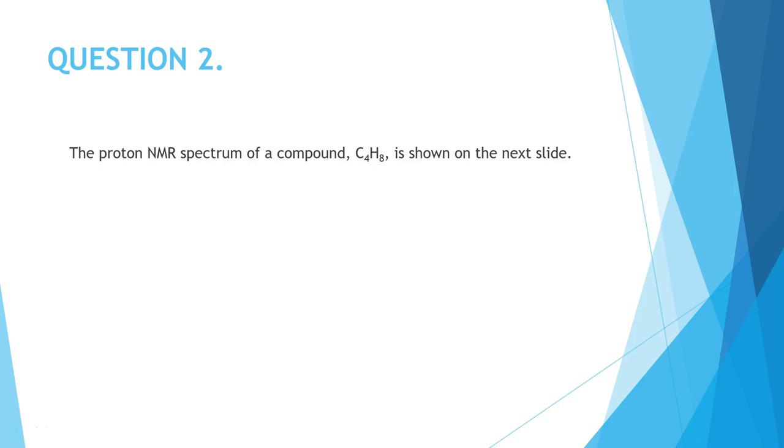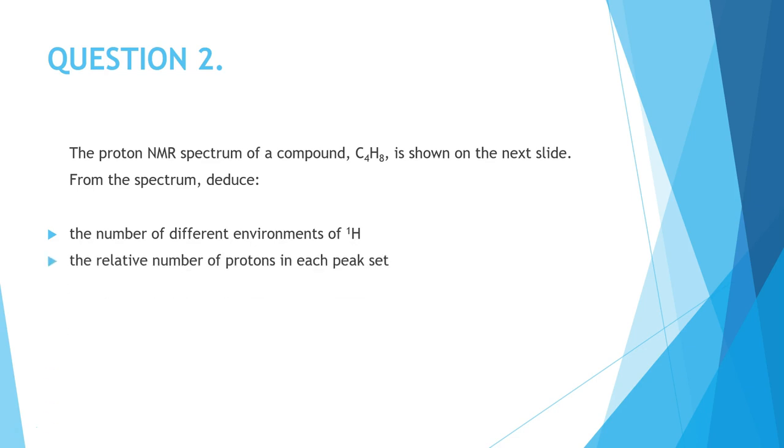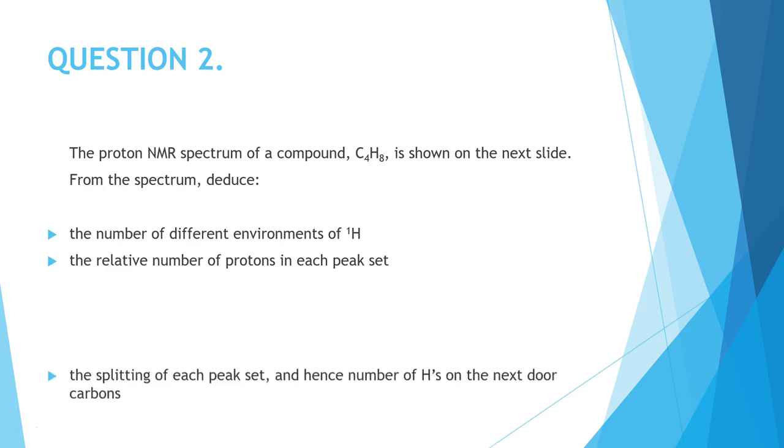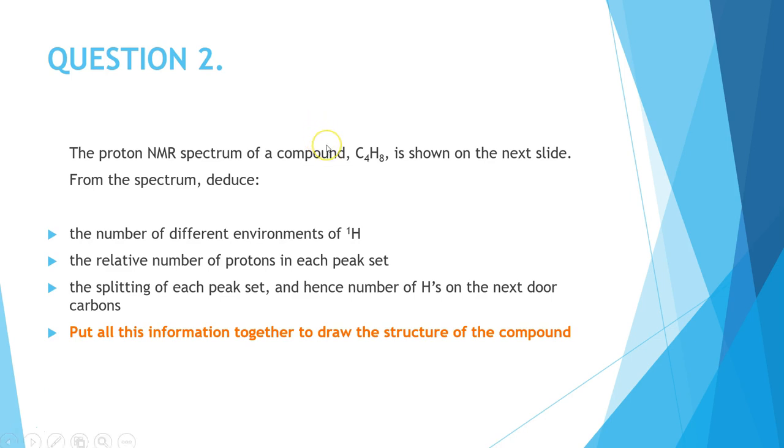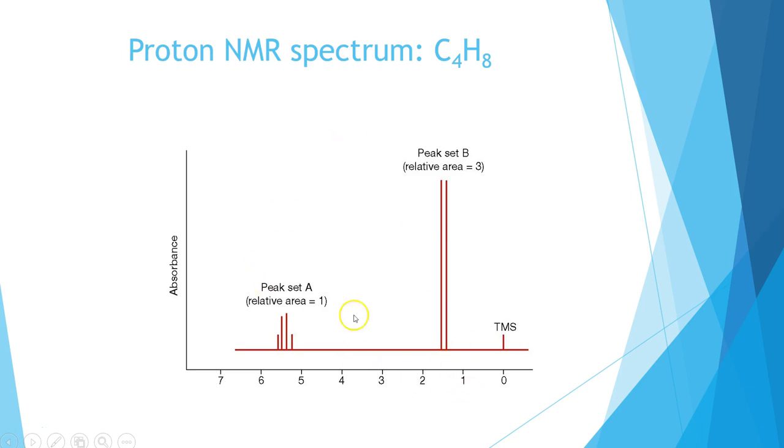We're going to look at C4H8, which is an NMR spectrum, and we need to be able to look at the number of different environments, so remember, looking for clusters of peaks in this case. The relative number of protons, so looking at our integration values, and the splitting of each peak set, therefore the number of hydrogens on each next door carbon, so we can figure out how the compound is put together. So let's have a look. I want you to pause this, see how you go in determining what we've got going on here, and then come back and look at the solution.